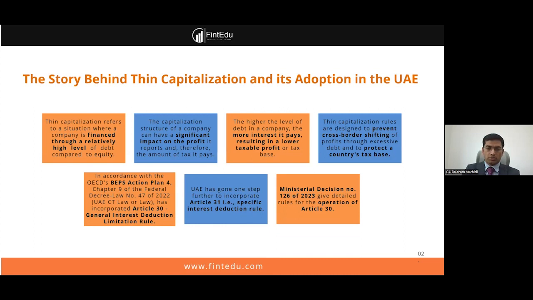In addition to these two articles, the Ministry has released Ministerial Decision number 126, talking in more detail about these articles and giving a little more guidance on them. So this is the background with respect to UAE corporate tax rules related to interest and thin capitalization rules.